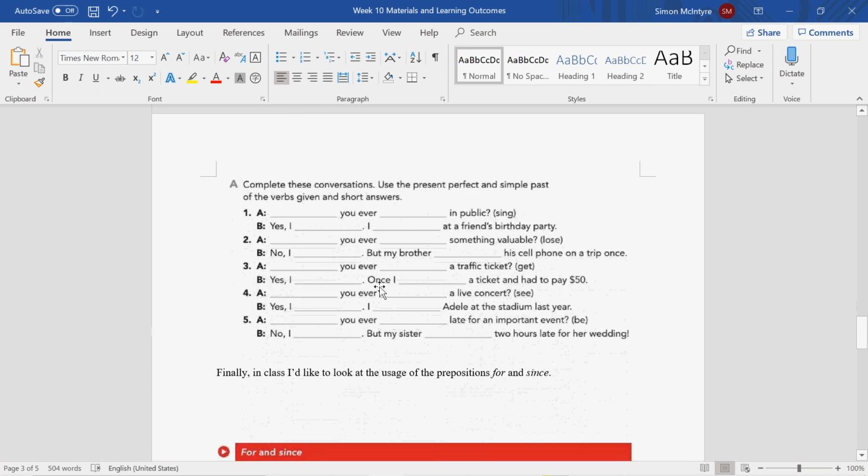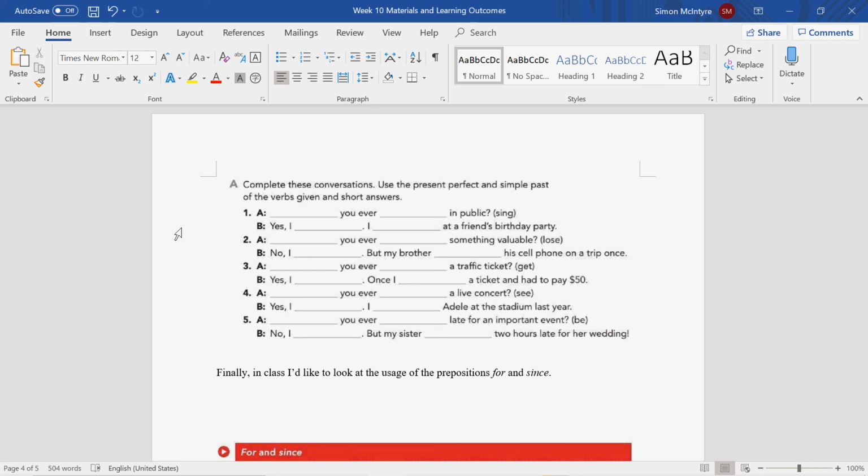Okay, after that, I want you to then ask these questions to each other. So you're going to have to prepare answers to these questions. Have you ever sung in public? Which could mean like, have you ever sung in a noraebang? The answer will be yes, I have. And you have to extend your answer. Yes, I have is not enough.